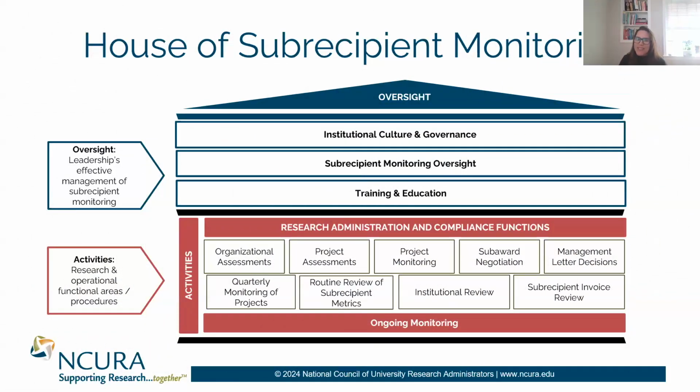The stage for subrecipient monitoring, we can think about compliance as a house. There are certain elements related to the oversight of that, which include your institutional culture, risk tolerance, overall governance related to compliance and policies and procedures. Think about the specific controls, policies, procedures, and oversight related to subrecipient monitoring.